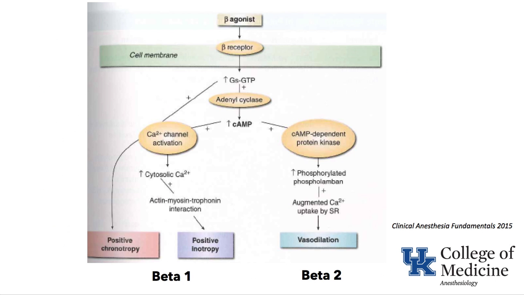Let's look now at beta agonist effect and separate it into beta 1 and beta 2. When you have beta agonism, you can see that cyclic AMP increases, and if you follow it down to the left, you find that cytosolic calcium goes up, resulting in increased inotropy and increased chronotropy. Beta agonism also, via a different pathway, results in augmented calcium uptake by the sarcoplasmic reticulum and vascular smooth muscle, resulting in vasodilation. So beta 2 effects, vasodilation, beta 1 effects, chronotropy, increased heart rate, and inotropy or contractility.